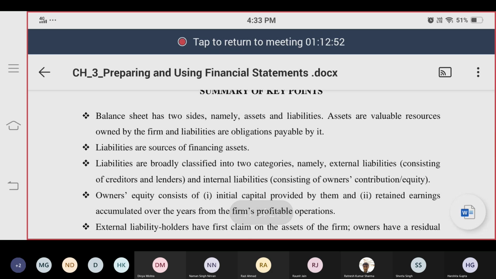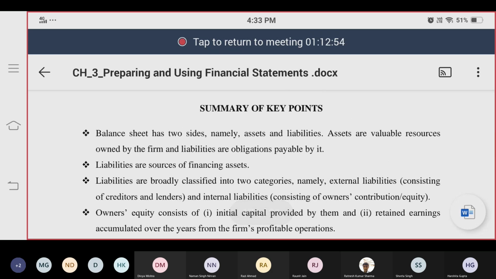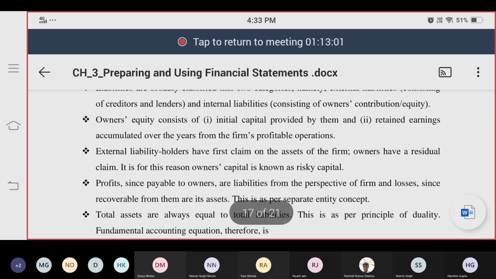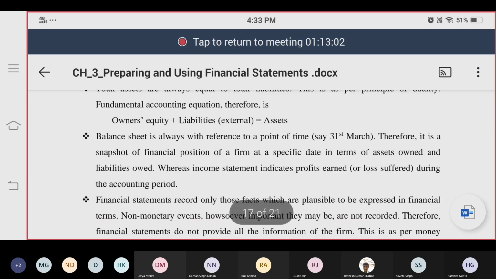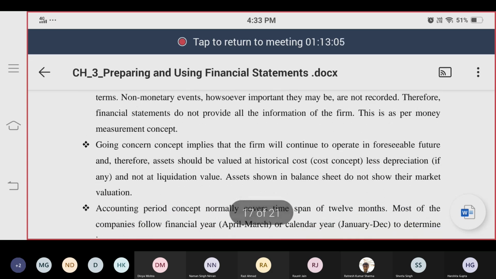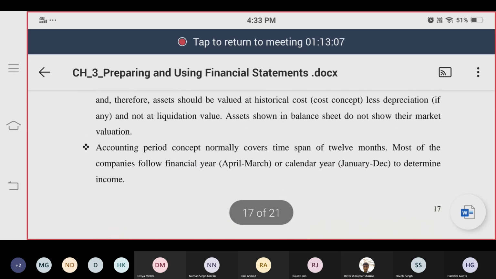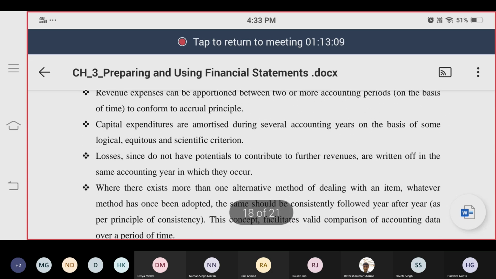Okay, so this is now the summary of the key points. Basically, whatever we have discussed, all of that has been summarized and the key points have been given to you so that you can look through this and again you can get all of the statements in one go. Okay, so this is the summary.